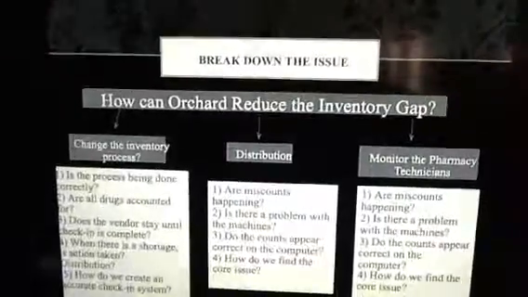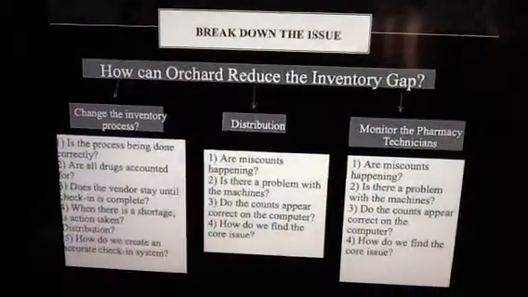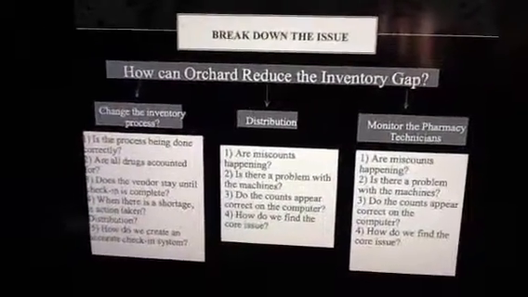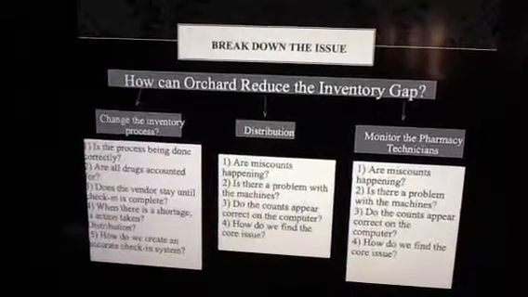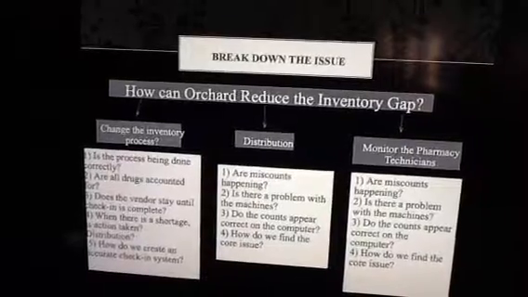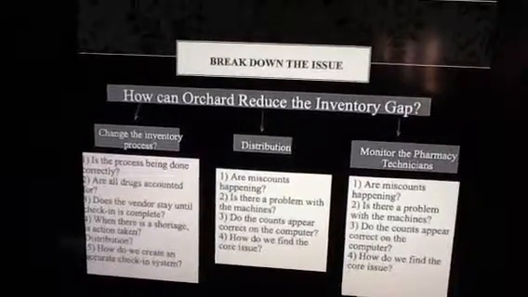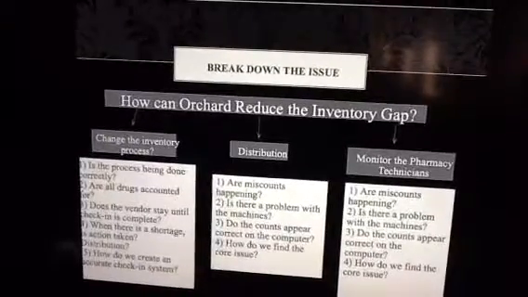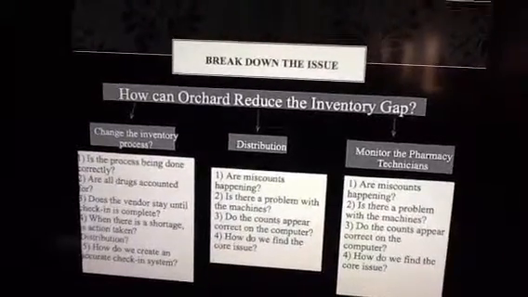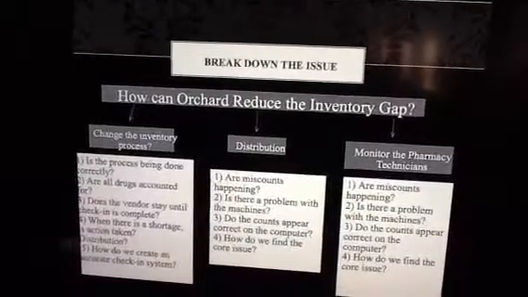So to break down the issue, we can look at 3 things: changing the inventory process, the distribution, and monitoring the pharmacy technicians. In changing the inventory process, we can look at our process being done properly. Are the pharmacist and the inventory manager actually counting the pills? Does the vendor stay until check-ins are complete? Where are the shortages, and is there action being taken?